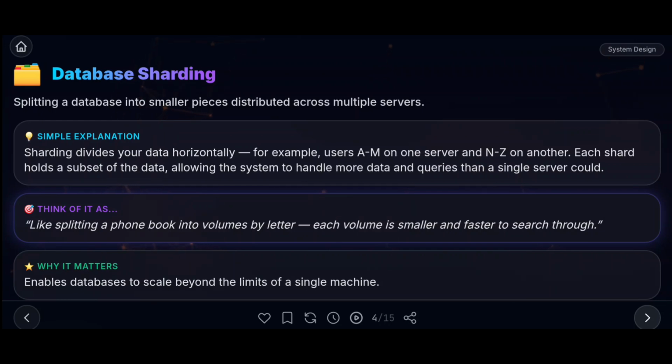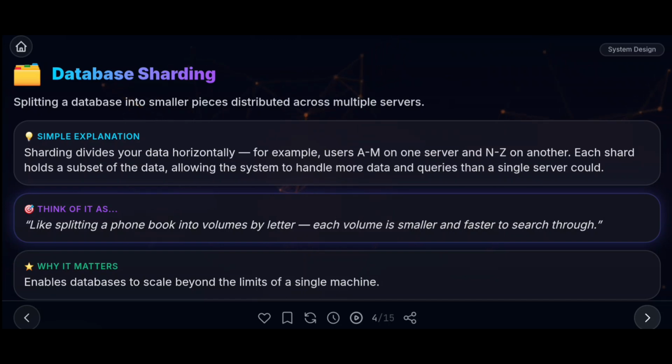Each shard holds a subset of the data, allowing the system to handle more data and queries than a single server could. It means instead of maintaining a single database that will give performance issues, we divide that entire database into different parts and store them on different servers based on location or based on usernames or based on anything.